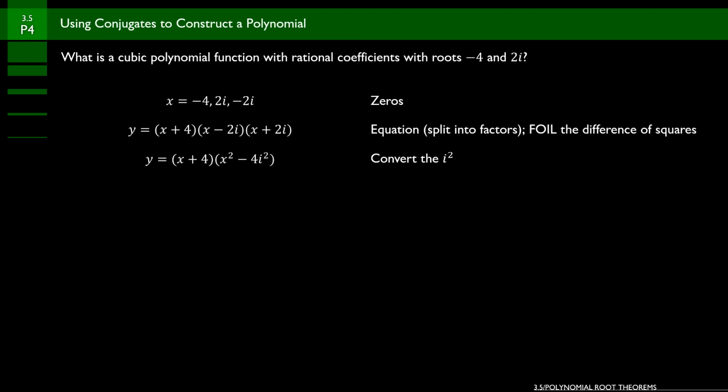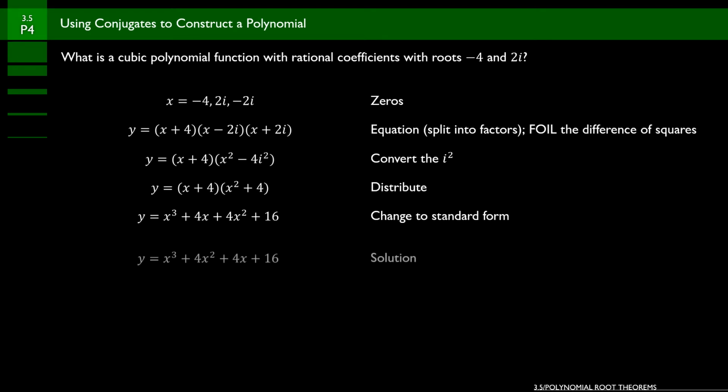Now we need to take care of that i squared. Remember that i squared is the same thing as -1. So we get x squared minus 4 times -1, which is x squared plus 4. Now we've got the factors x plus 4 times x squared plus 4. Again, distribute, FOIL, and we're going to end up with x cubed plus 4x squared plus 16. If we can, combine any like terms, which there are none, but go ahead and put this into standard form, and you end up with y equals x cubed plus 4x squared plus 4x plus 16.